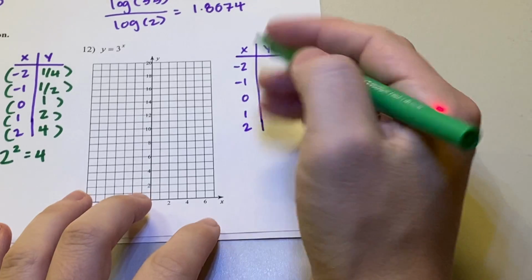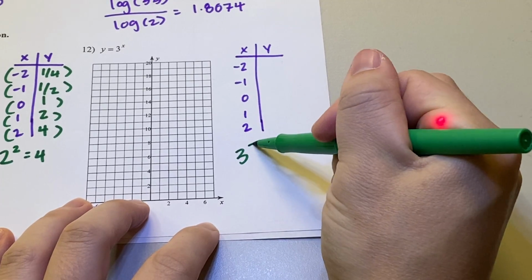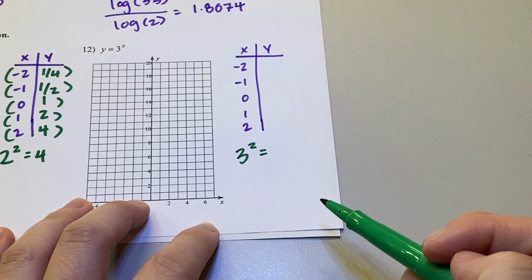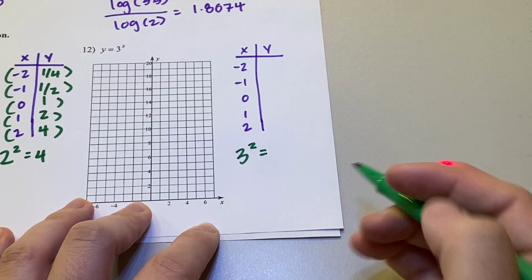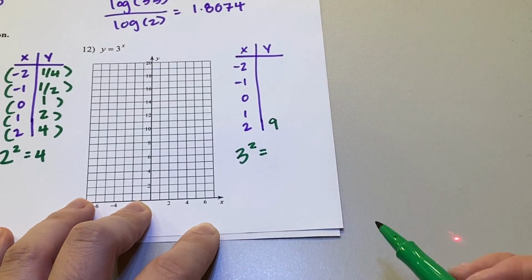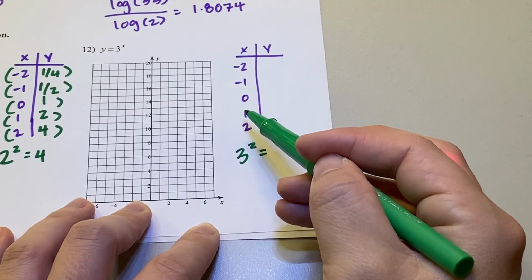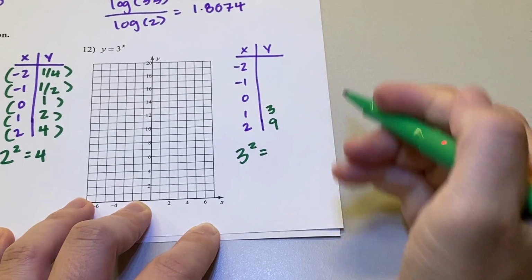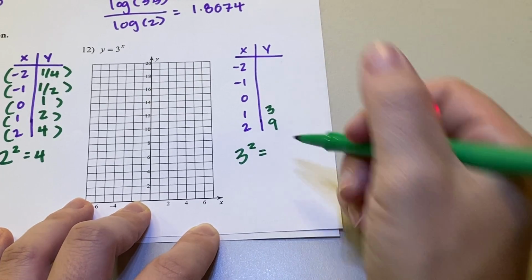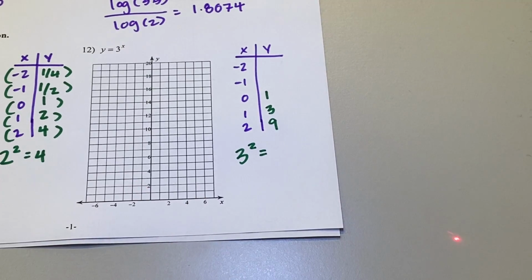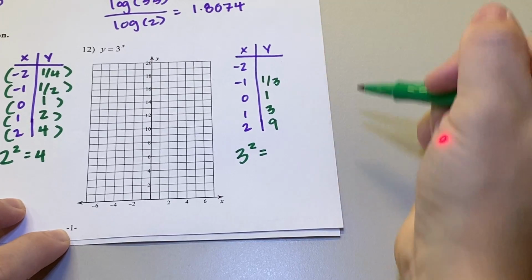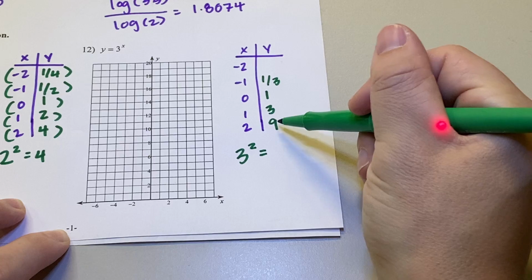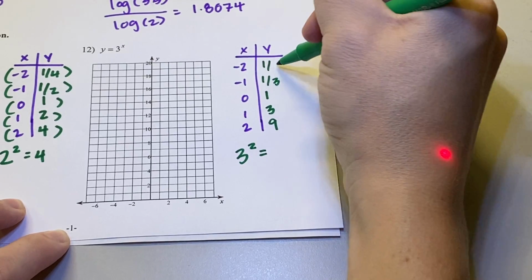Let's start with our positives first. So this would be 3 to the power of 2, what would I get out? 3 squared. Super close. 3 times 3? 9. What about 3 to the power of 1? Just 3. Anything to the power of 0? 1. What happens with the negative exponents? It flips. So instead of 3 over 1, it becomes 1 over 3. Instead of 9 over 1, it becomes 1 over 9. Look at you guys go.